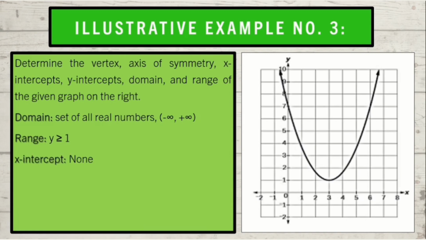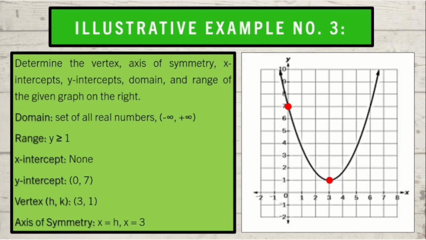There is no x-intercept because the graph does not pass through the x-axis. The y-intercept is at (0, 7). The vertex of the function is at (3, 1). How about the equation of the axis of symmetry? Correct. The equation of the axis of symmetry is x is equal to 3, since the imaginary line passes through the 3 on the x-axis.